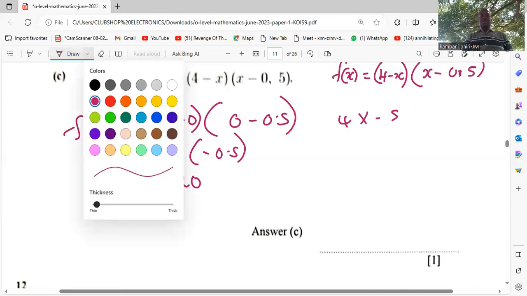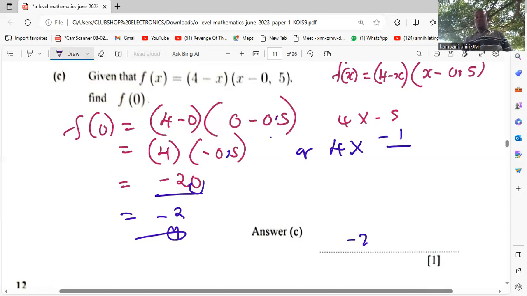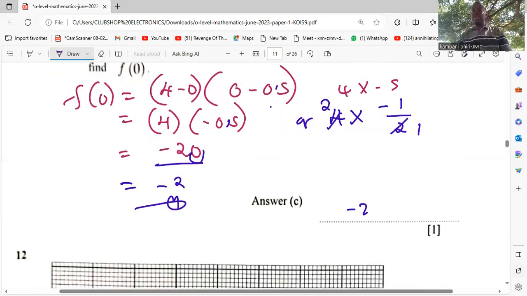But now, there's only one decimal place here, so I'll put one like this. The answer becomes negative 2. Or you can say 4 over negative 0.5 is the same as 4 times 2 over negative 1, which is negative 2. That's our answer. I hope that is fine.